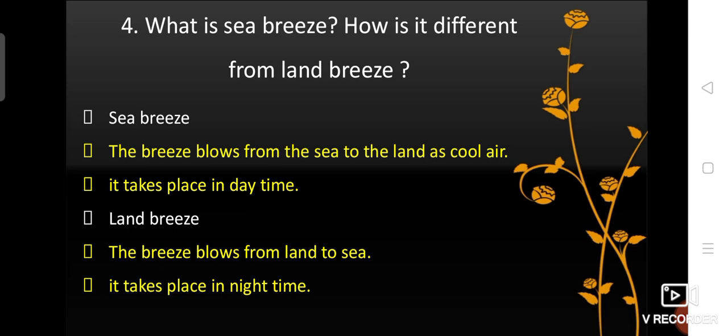The breeze that blows from the sea to the land as cool air is sea breeze. Imagine you are standing on the seashore. If the breeze blows from the sea to the land, that breeze is sea breeze and it takes place in daytime. Land breeze means the breeze blows from the land to the sea, and it takes place during night time. So which breeze will you find in daytime? Sea breeze. Land breeze will be found only during night time.